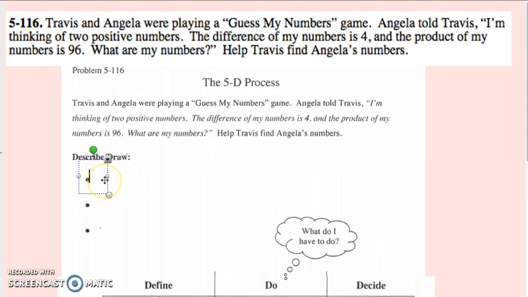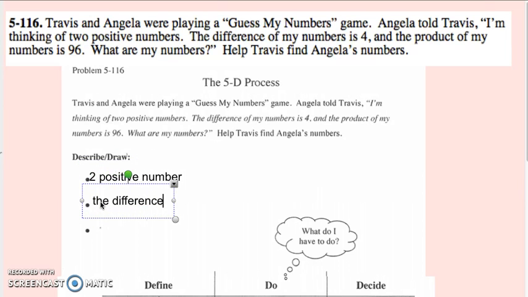Okay, so for this one, for describe and draw, you need to write what you know. So I know that I have 2 positive numbers. The difference is 4, and the product is 96. And remember, the word product means to multiply. So when I multiply the 2 numbers together, I should get 96.